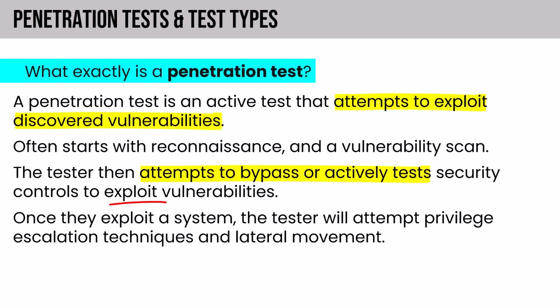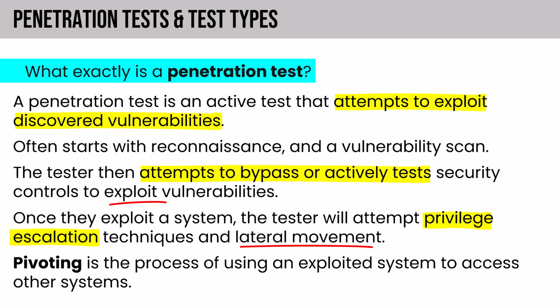Once they exploit a system, they'll attempt privilege escalation techniques and lateral movement. So in other words, they'll try to increase their privilege on a single system and then try to move through other systems in the environment to spread their footprint, to crawl to the valuable assets. You may hear the word pivoting. That's the process of using an exploited system to access other systems.